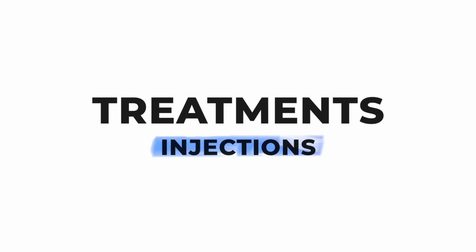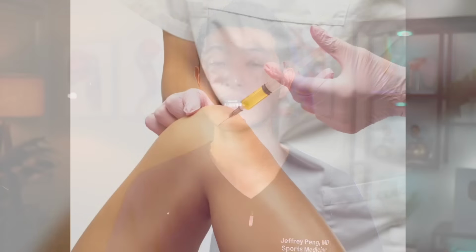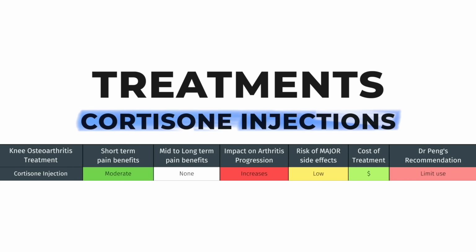Now let's talk about one of the most common treatments for arthritis, and that's injections. Injection therapy can play an important role in the management of knee osteoarthritis. The most frequently administered injections are corticosteroids and viscosupplementation. However, recent studies are exploring the effectiveness of orthobiologics such as platelet-rich plasma and stem cell therapy. Let's first start with cortisone shots.